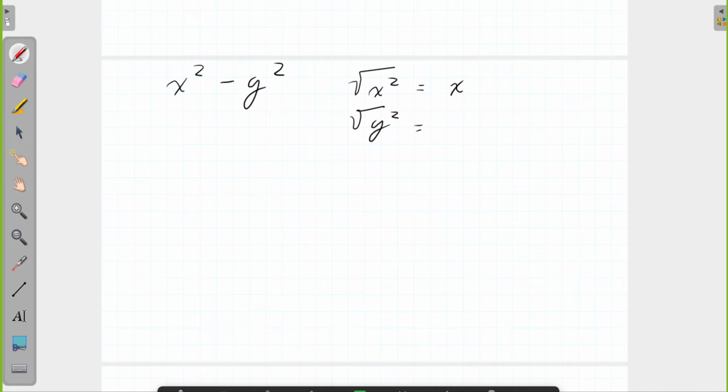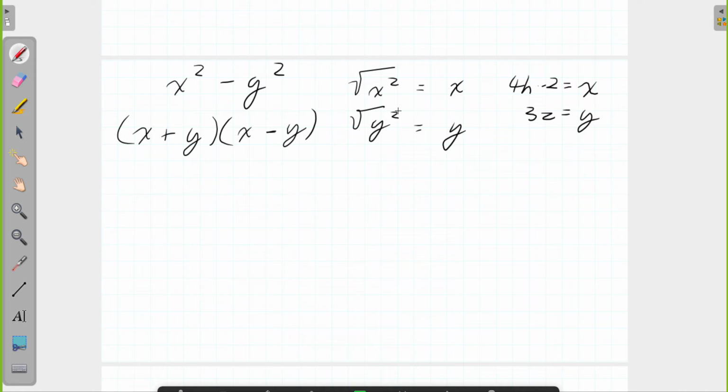The square root of x squared is technically plus or minus x, and this would be plus or minus y, but we only need the positive values, or the absolute values, you could argue, of each. We'll put the x as the first term, the y as the second term, and I have plus and minus. But we're not done, like we said before. 4h minus 2 is equal to x, so let's write that in. 4h minus 2 is equal to x, and 3z equals y. So we're going to substitute those values back in. x now becomes 4h minus 2 plus, and y, we'll do it in red to show substitution, is 3z.